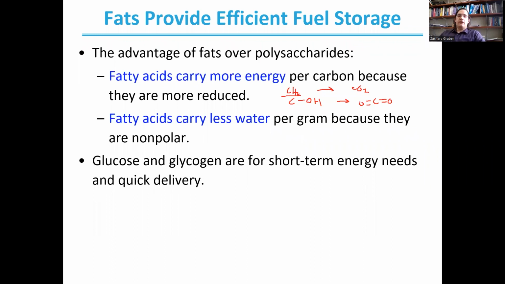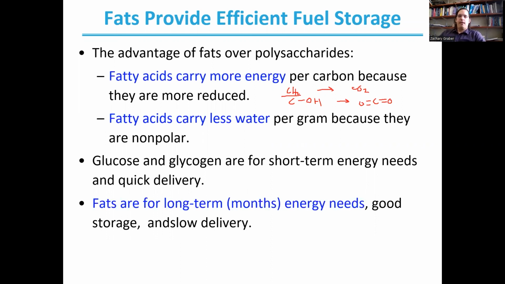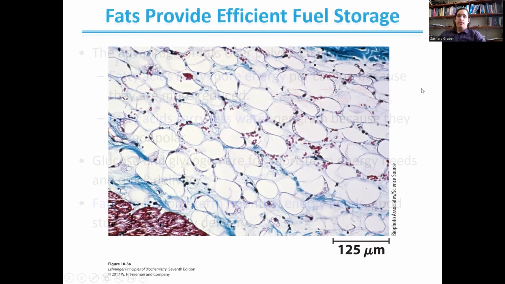Because of this, glucose and glycogen are better for short-term energy needs, right? Since they're water soluble, they can more quickly and easily be accessed and then transported around the body, whereas fats are much better for long-term energy needs, right? They're much more efficient storage. So you can store more energy in fat tissue, but it is a little bit harder to access that fat and get it delivered to the rest of the body. Of course, our fat cells then act as large energy stores within our body.